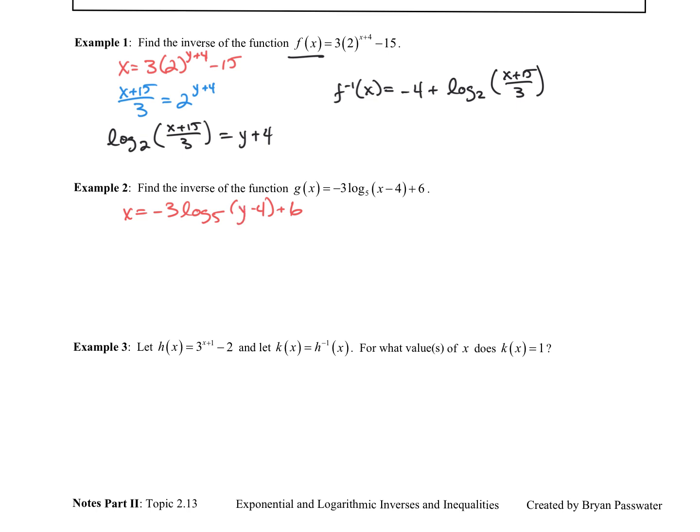So now we need to solve for what? y. And so let's do 2 steps at once. We're good. So how do we do it? Subtract 6 and then what? Divide by negative 3. So now I end up having x minus 6 over negative 3 is equal to this log base 5 of y minus 4.